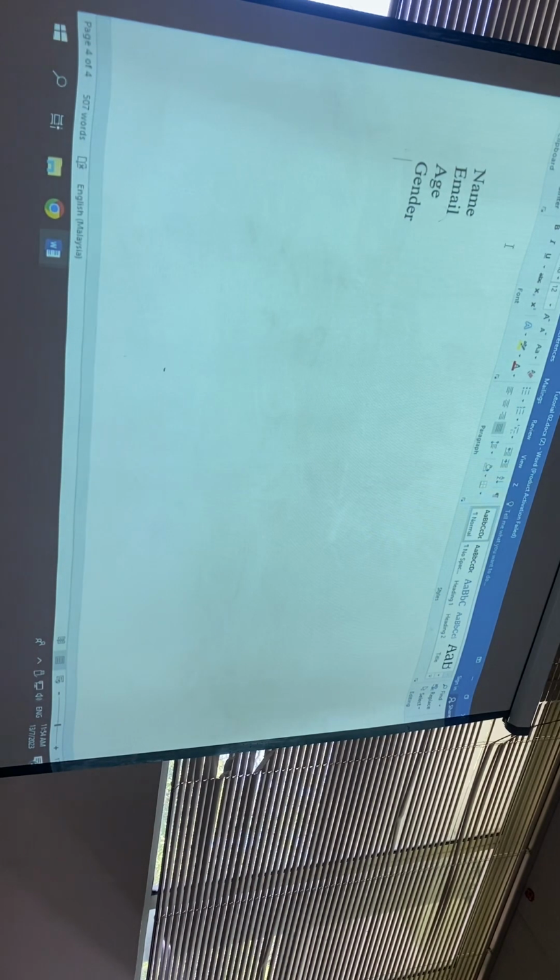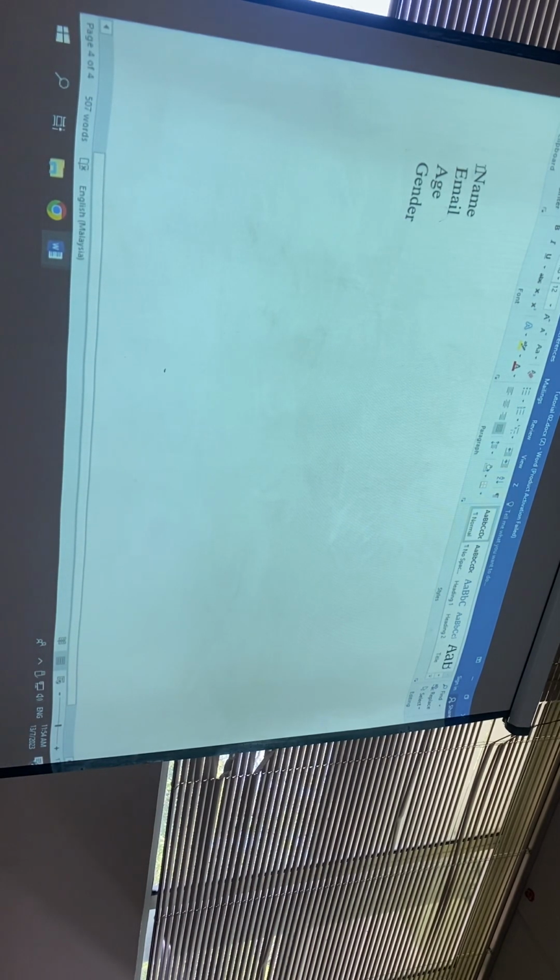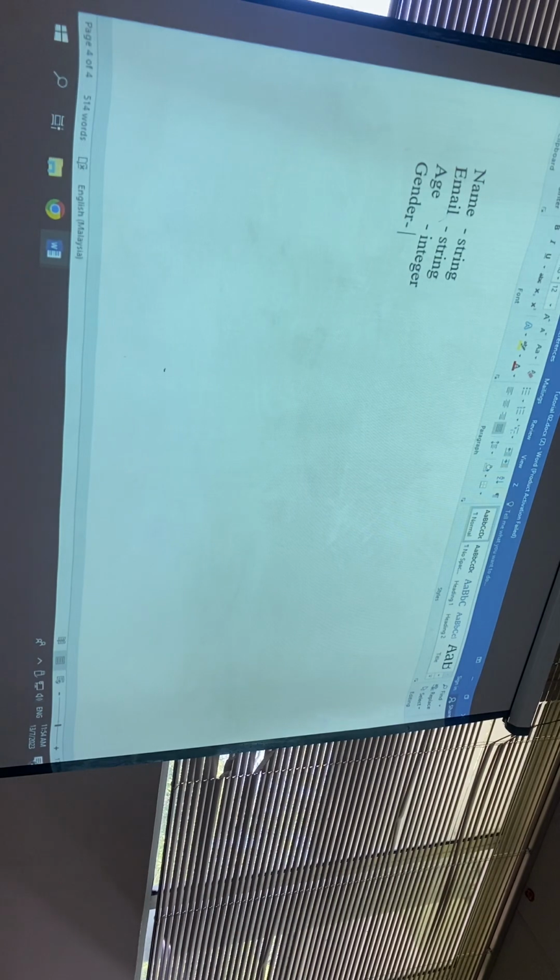First of all, what you have to know is, for name here, what kind of data that you want. Maybe the data that you want for name is a string. Email also a string. Age, of course, integer. Gender will be either male or female, for example. It's either one choice.